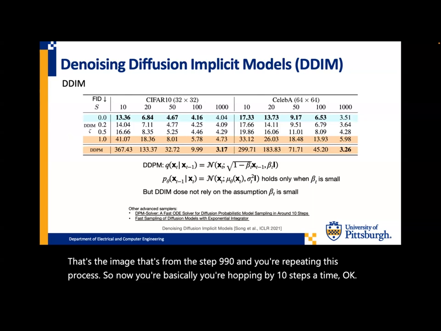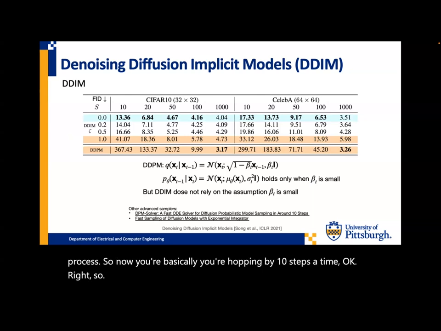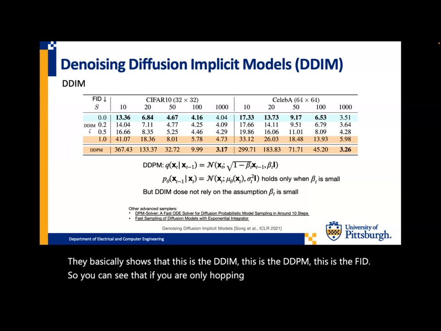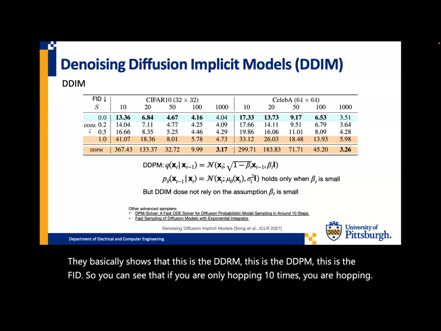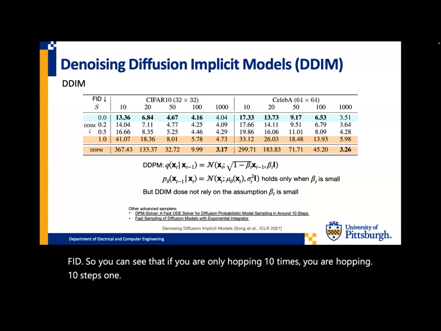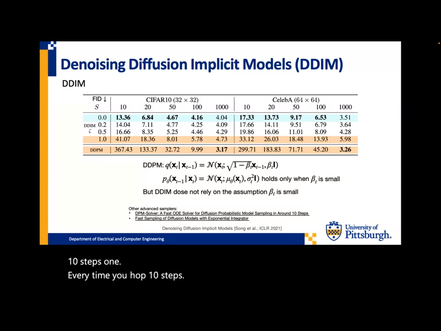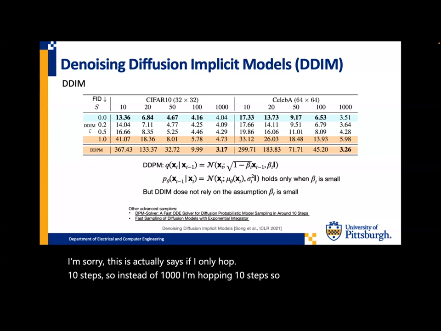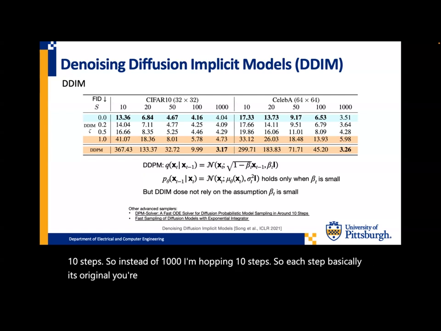So they basically show that this is the DDIM, this is the DDPM, this is the FID. You can see that if I only hop 10 steps, so instead of 1,000, I'm hopping 10 steps, each step is basically combining 100 original steps into one step.